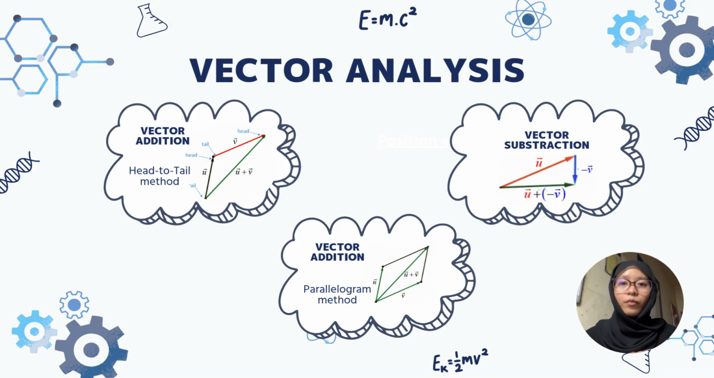Number 2, parallelogram method. We join the tails of both vectors u and v at a common origin, then construct a parallelogram. The diagonal starting from the origin represents the resultant vector u plus v. For vector subtraction, the operation u minus v is mathematically handled as adding vector u to the negative of vector v, which is u plus minus v. Geometrically, the direction of vector v is reversed by 180 degrees before applying the standard addition method.